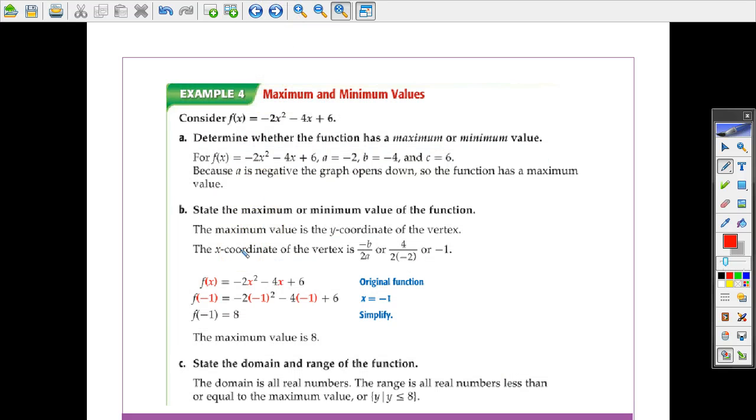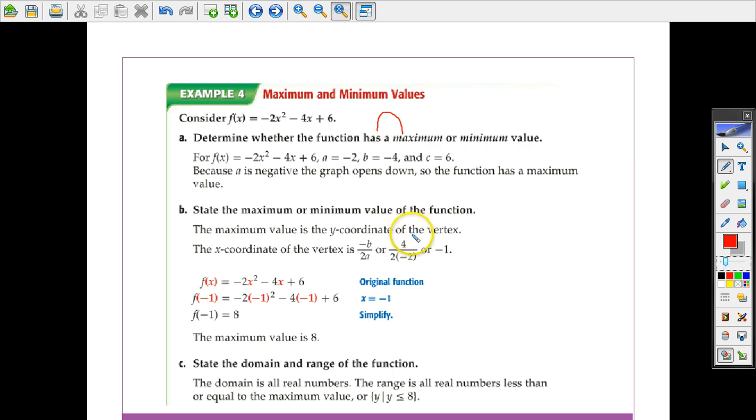All right, maximum and minimum values. Okay, so here you see it's a negative, so you know it's going to be sad, it's negative. So you know it's going to have a maximum value. All right, that's all it's asking for. Does it have a minimum or maximum? Okay, so it has a maximum.